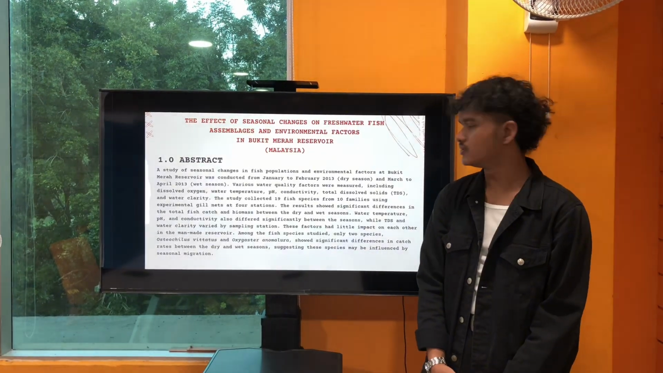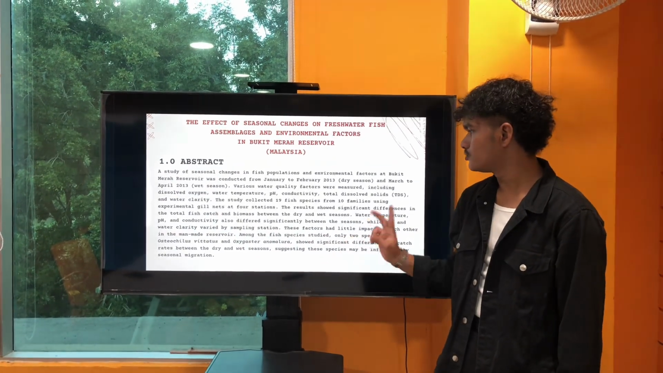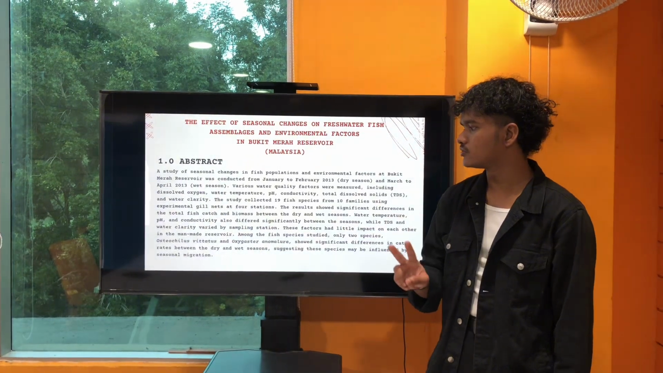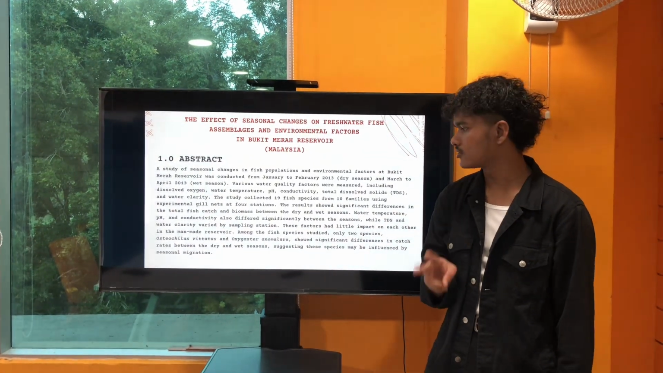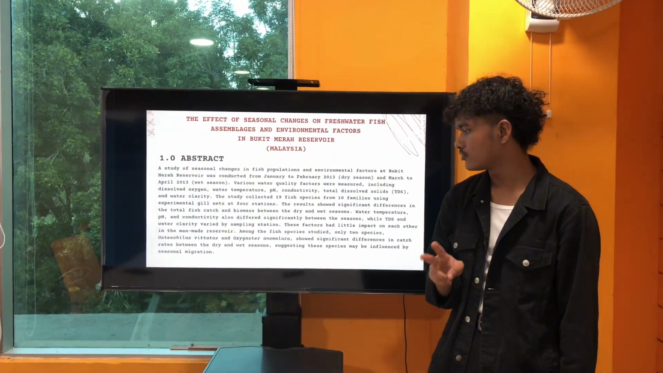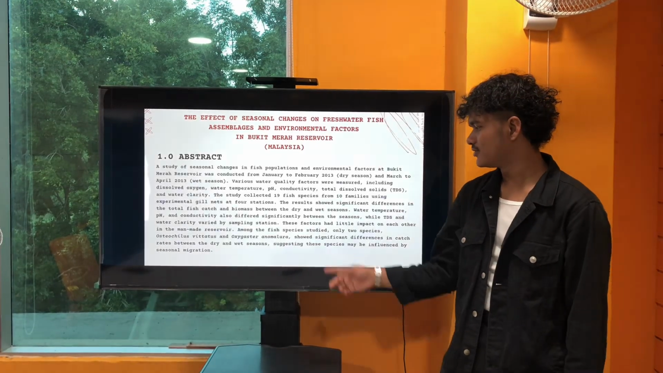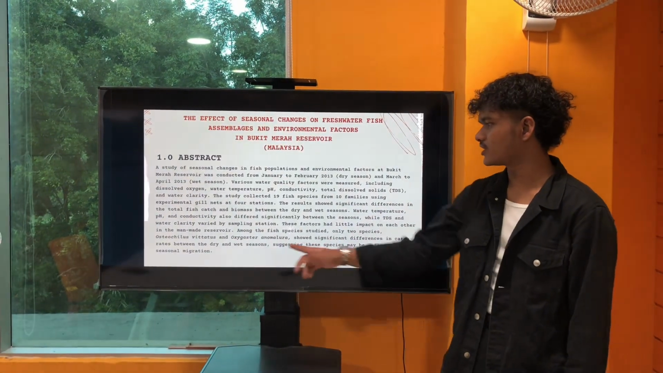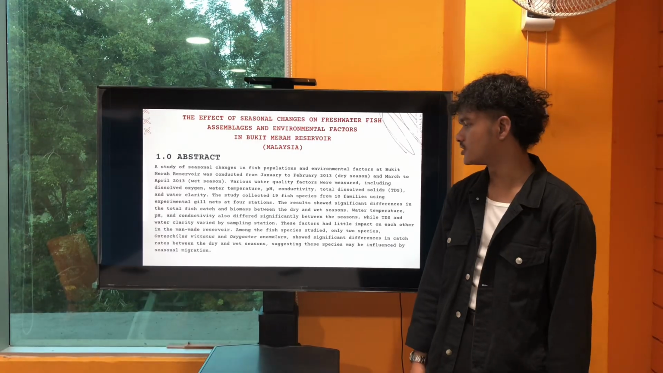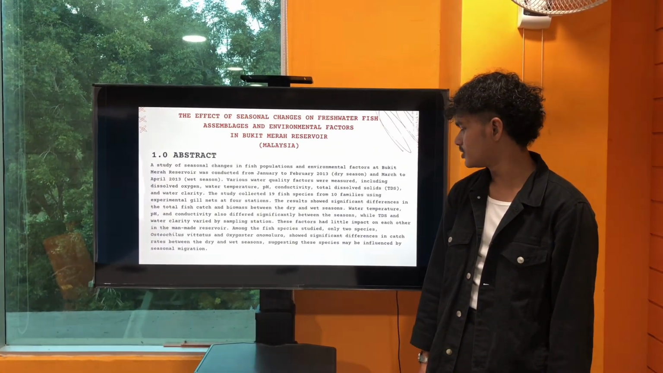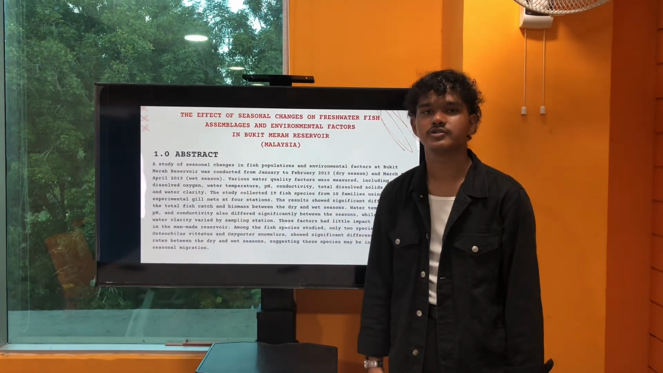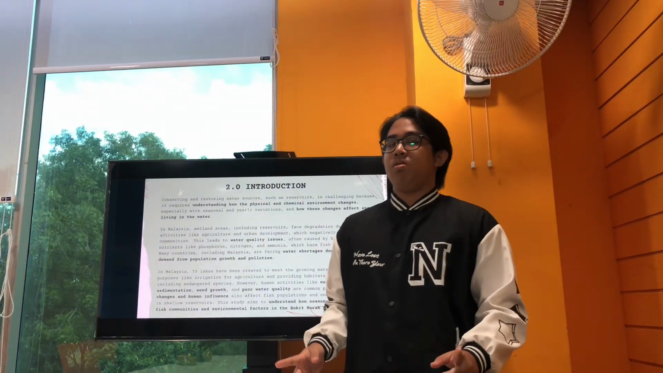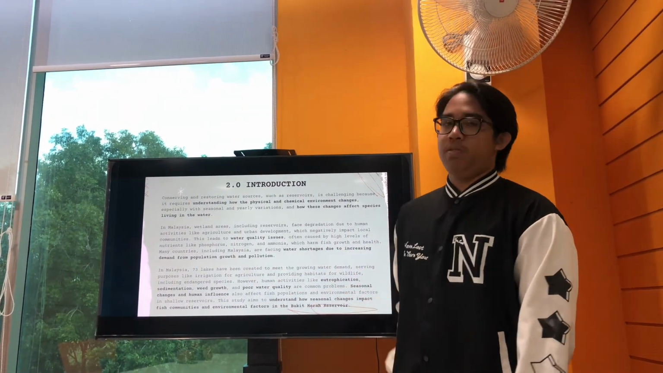Among the fish species studied, only 2 species, Osteochilus vittatus and Oxygaster anomalura, showed significant differences in catch rates between the dry and wet seasons, suggesting the species may be influenced by seasonal migration. Okay, so now is the introduction of the article.